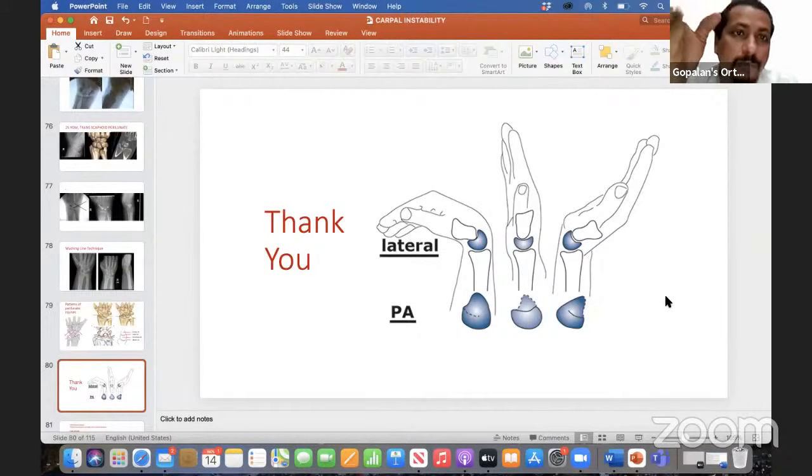And if it's a proximal pole that has very small displacement and you're planning to do surgery, what approach do you choose? So dorsal approach. Dorsal for cutaneous.